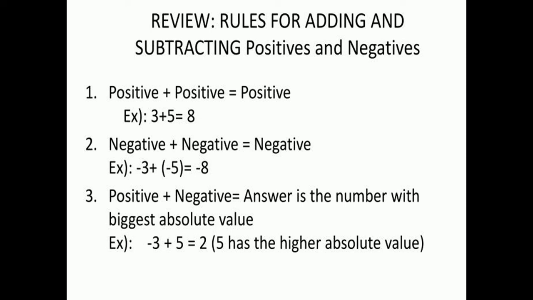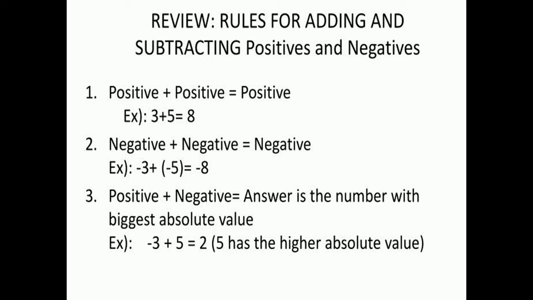Second rule is negative plus negative is equal to negative. It means if you have to add 2 negative integers, you simply add them and put a negative sign with the answer. For example, if you have to add minus 3 and minus 5, you add 3 and 5, we get 8, but because 3 and 5 both are negative, the answer will be minus 8.